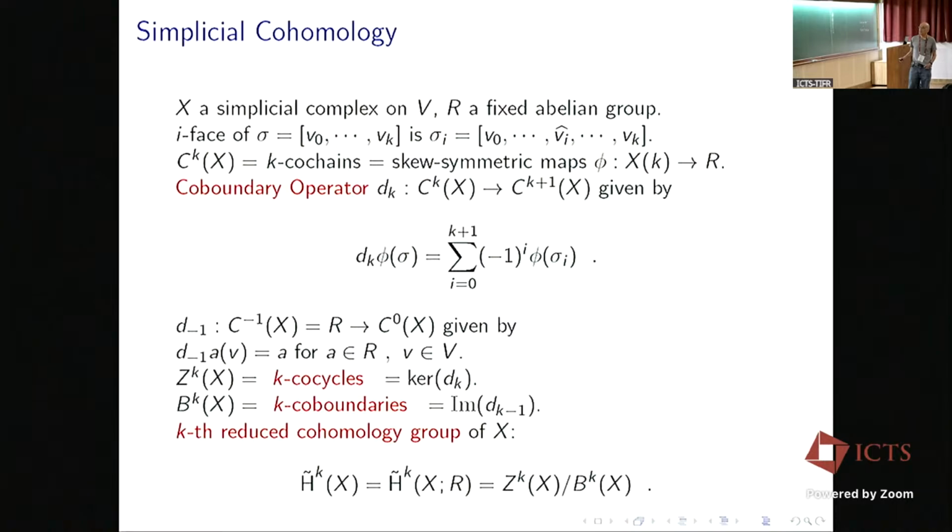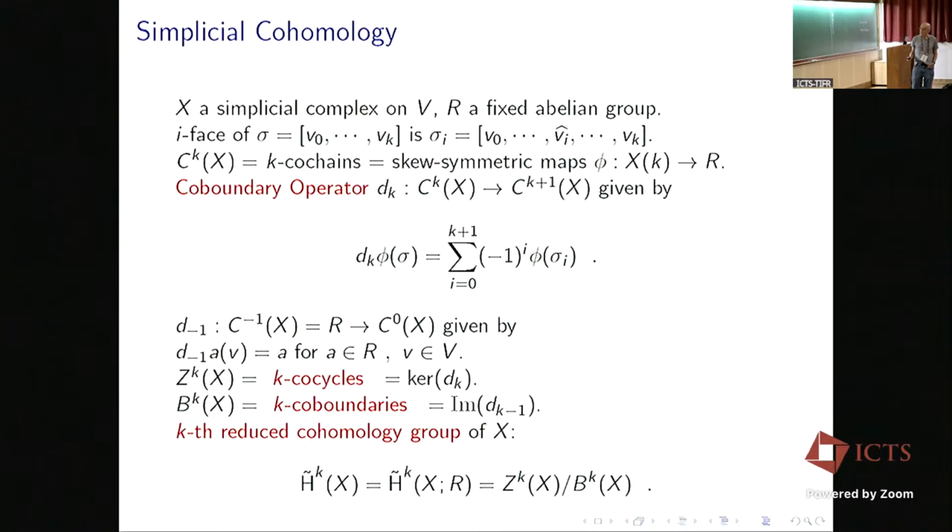Zk is the space of k cocycles, so it's the kernel of dk. Bk is the image of the k minus 1 cochains. These are the k coboundaries. Zk contains Bk. This is what was called the orthogonality relation. And the reduced cohomology group of X is just the quotient Zk by Bk.